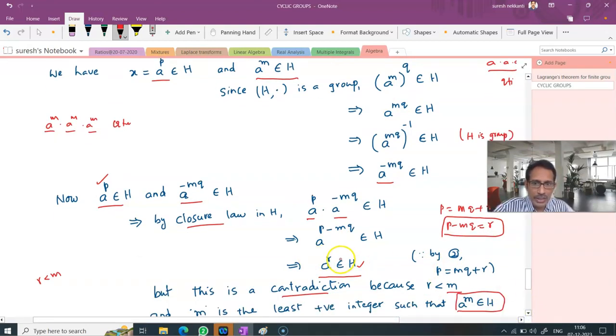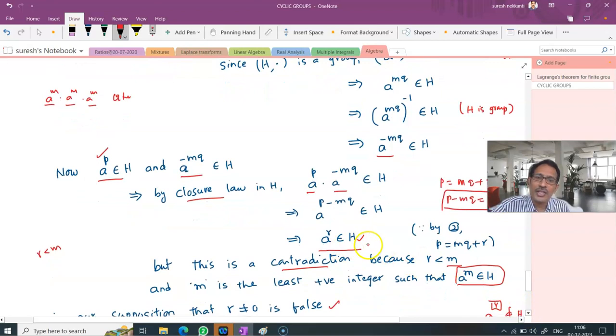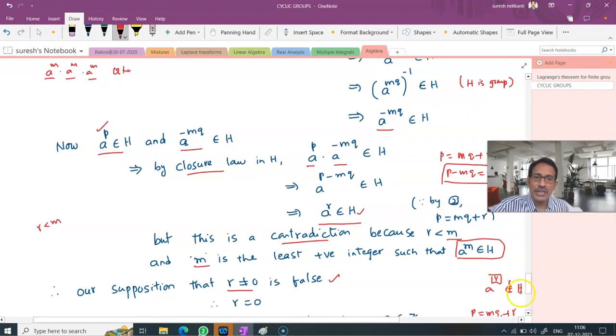When A power R belongs to H, this is a contradiction, because R is a positive integer smaller than M, but we assumed M is the least positive integer such that A power M belongs to H. That means if we take any positive integer smaller than M, A power that does not belong to H. But A power R belongs to H. So this is a contradiction. Therefore, our assumption is wrong. What is our assumption? R not equal to 0 is wrong. So R is equal to 0.